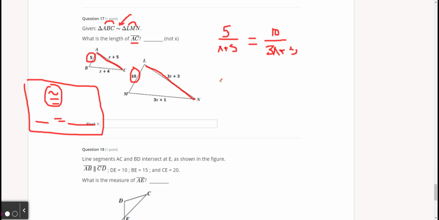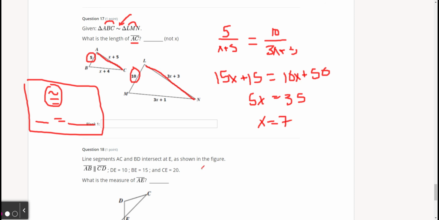We've got to do that cross multiplication. So 15x plus 15. Let me know if I do something crazy. And then 10x plus 50. I subtract my 10x from both sides and get 5x. If I move my x's to the left, I want to move my numbers to the right. So 50 minus 15 is 35, and x equals 7.